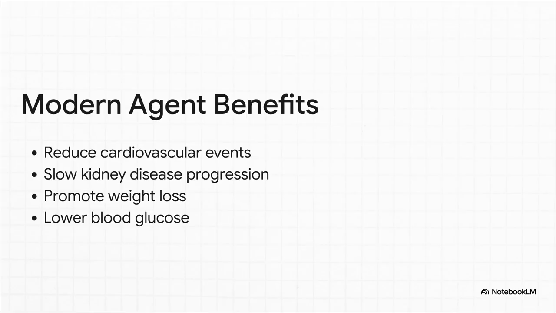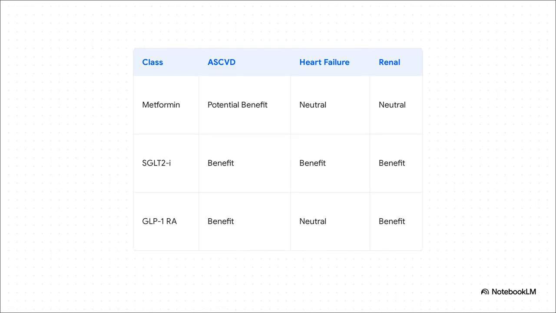So let's talk about these two game-changing drug classes. You've got the SGLT2 inhibitors, think empagliflozin, and you've got the GLP-1 receptor agonists. You've definitely heard of semaglutide. These aren't just your grandpa's diabetes meds. They do so much more than lower blood sugar. They've been proven in huge trials to stop heart attacks, to save kidneys, and to help with weight loss. It's incredible. This table breaks it down so clearly.